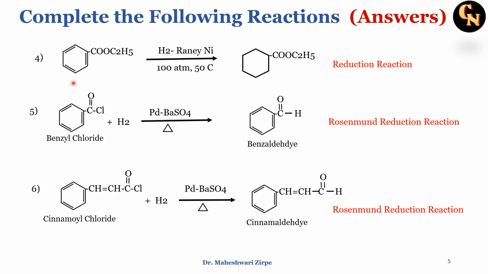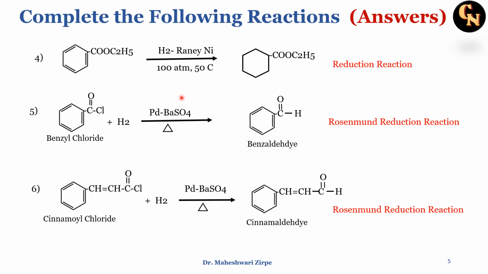So if you see the fourth question, raney nickel is going to only reduce the benzene ring, not the ester group. And while studying the question answers, we have seen that raney nickel can only reduce the pi bonds, and it cannot reduce esters, as well as it cannot reduce carboxylic acid. Okay. So the next question, the fifth question, is benzoyl chloride plus H2, and on the arrow it is palladium barium sulfate.